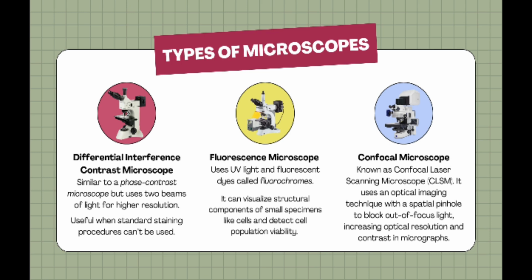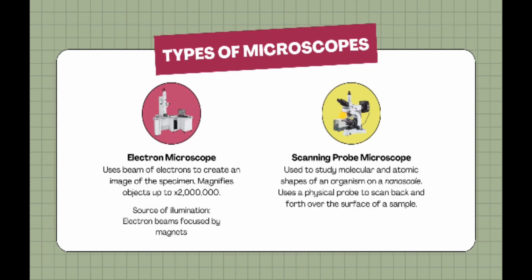Electron microscope. It utilizes a beam of electrons to create an image of the specimen. The electron beams serve as the source of illumination, and magnets are used to focus the beam. Modern electron microscopes are capable of magnifying objects up to 2 million times. Scanning probe microscope. It is used to study the molecular and atomic shapes of organisms on a nanoscale. A physical probe is used to scan back and forth over the surface of a sample. It can also be used to determine the variations of temperature inside the cell, as well as its chemical properties.